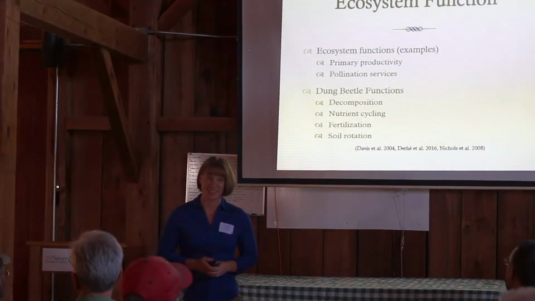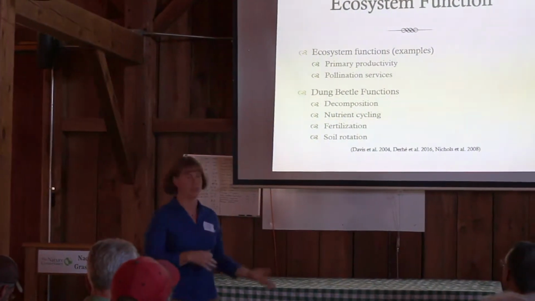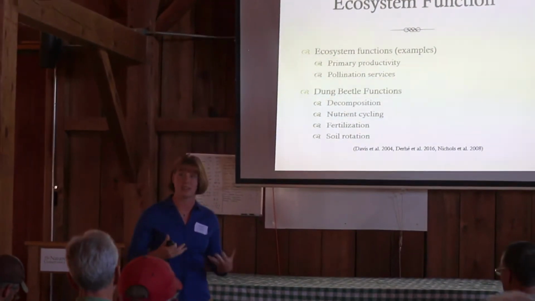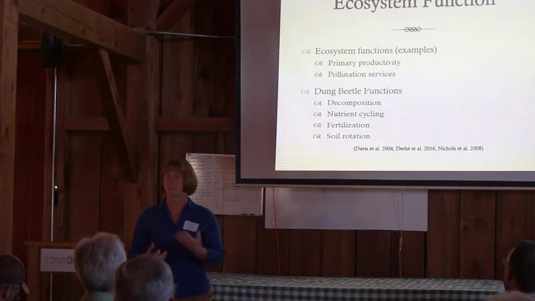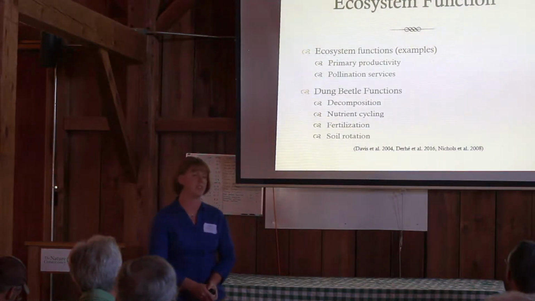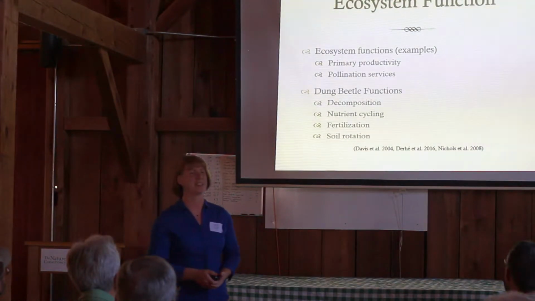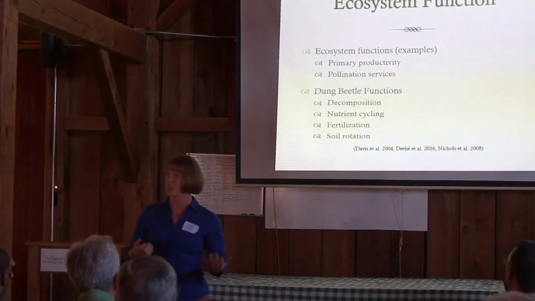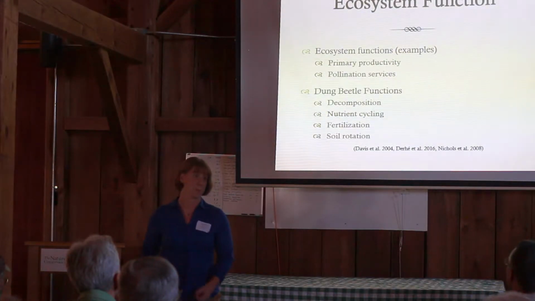So ecosystem functions. There are a lot of different ways that an ecosystem functions, or things that are functioning within an ecosystem. Some examples might be primary productivity. This is what's happening in the vegetative community as the plants grow. Also pollination services like Sean just shared with us, lots of different insects interacting with the vegetative community. But the functional traits and groupings that I'm interested in are those of the dung beetle community. So dung beetles, as you might suppose, are really instrumental in the function of decomposition in an ecosystem, also nutrient cycling and fertilization that goes along with that decomposition of dung, and sometimes also the function of soil rotation.